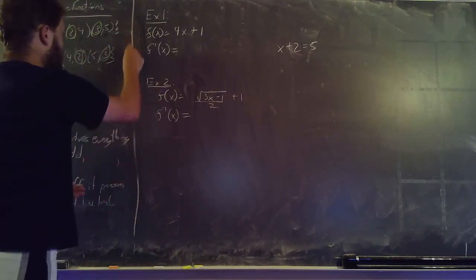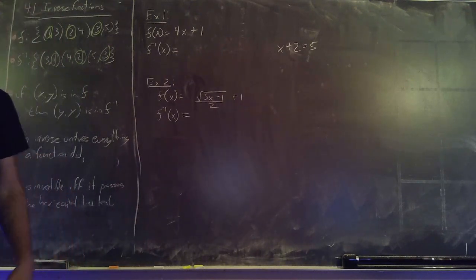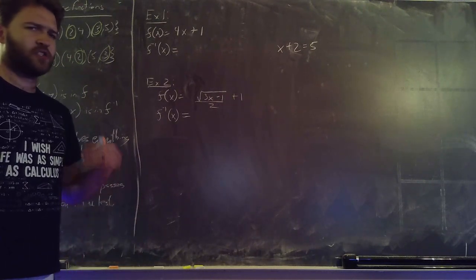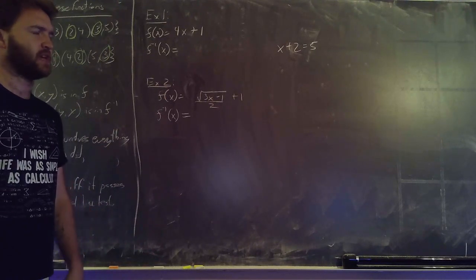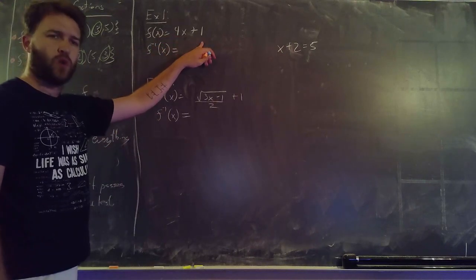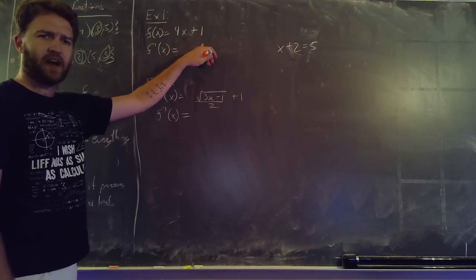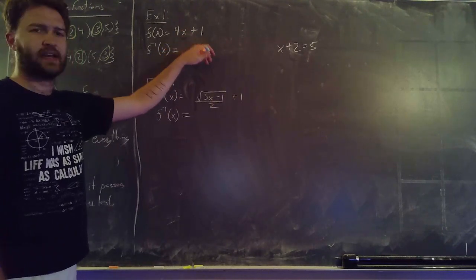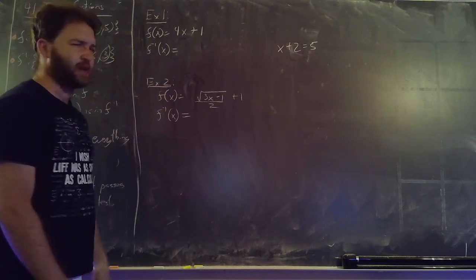In example 1, I have the function 4x plus 1, and if we want to produce an inverse for this thing, let's just start asking ourselves common sense questions and see if we can't come up with what the answer has to be. If I were to plug 0 into this, then I get 1. If I plug in the number 1, then I get 5. If I plug 2 in, then I get 9. So I have 1, 5, and 9 as my outputs, and my inputs were 0, 1, and 2.